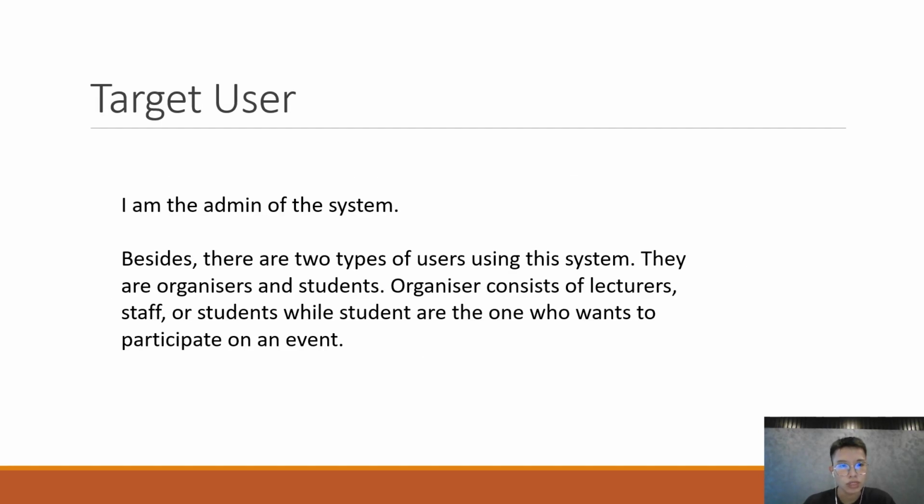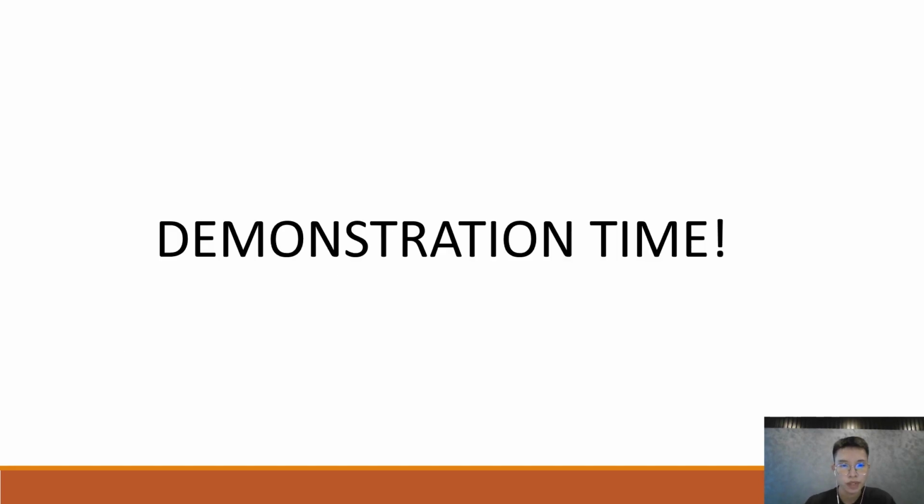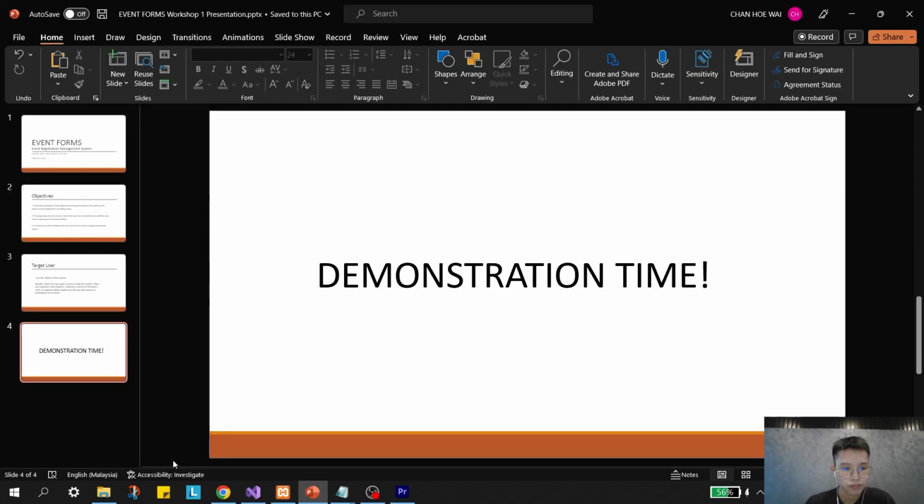About the target user, I'm the admin of the system. Besides, there are two types of user using this system. They are organizers and students. Organizer consists of lecturers, staff, or students, while students are the ones who want to participate in an event. Now I'm going to demonstrate my system.